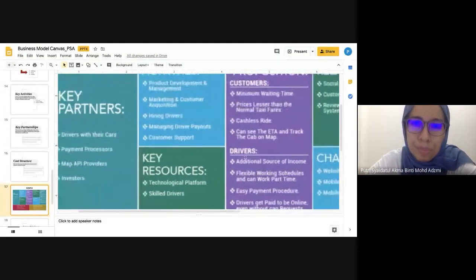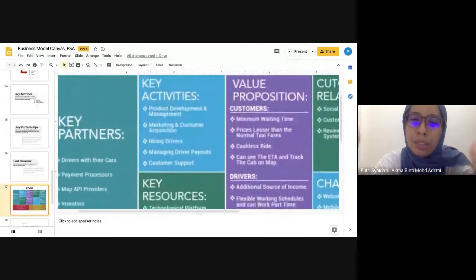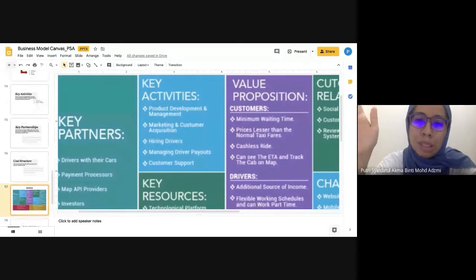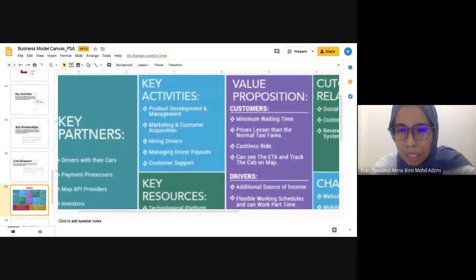Then, what will be your key activities? You have your product development and management. You must be able to develop it and manage it. You have your marketing and customer acquisition. You must be able to hire drivers, you manage driver payouts, and you support the customer.